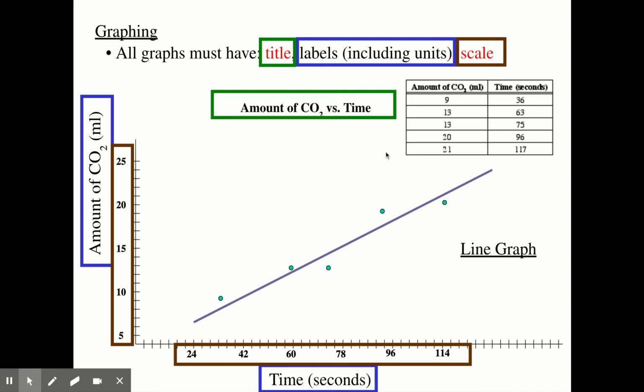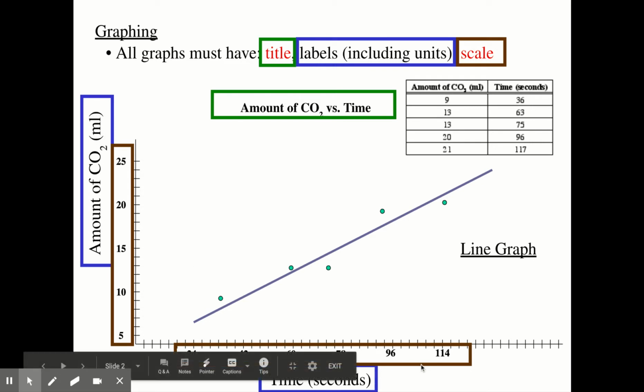But you could also title it based on what the experiment is. For example, I happen to know this is about yeast respiration. So I could also title this yeast respiration rate. That would be another title I could use. The other thing a graph has to have is labels and units. So label and then parentheses, the unit; label, parentheses, unit.